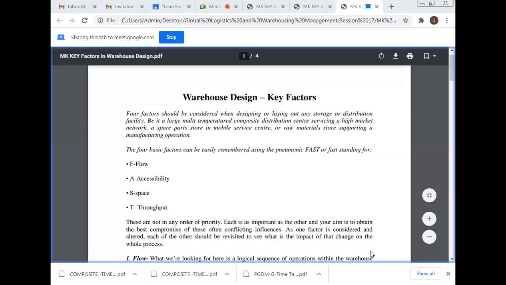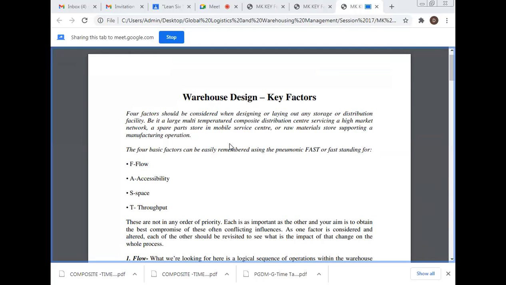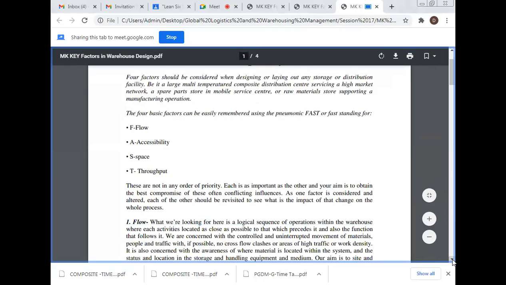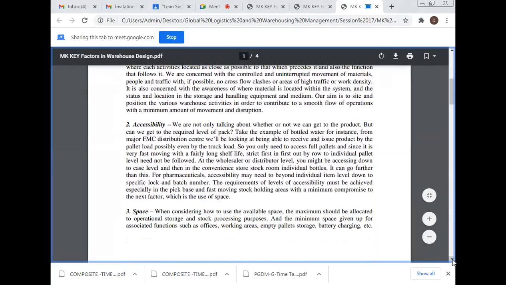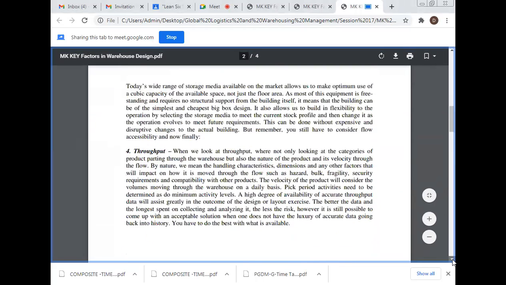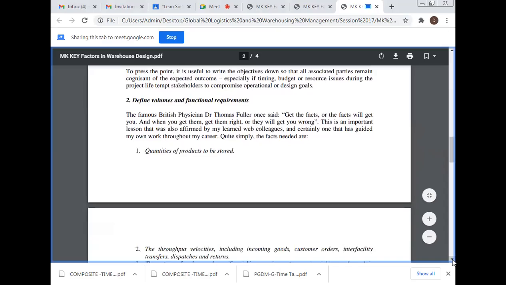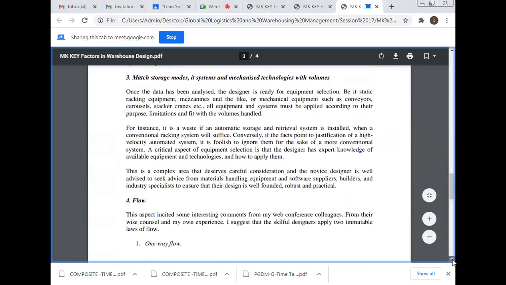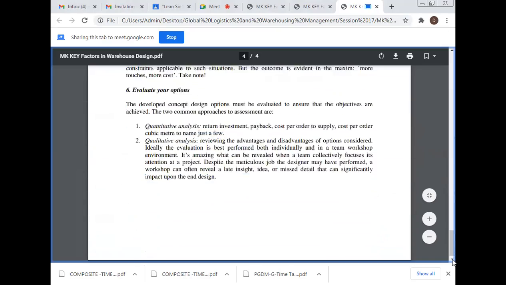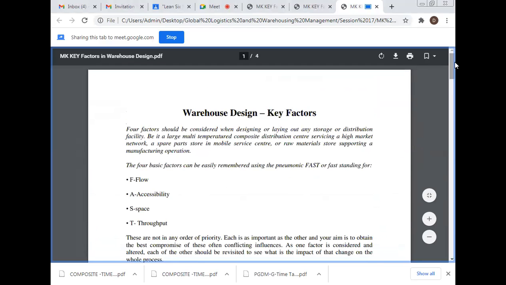Now, warehouse designs and the key factors. In the case of designing of the warehouse, what are the factors? Flow, accessibility, space, throughput, and the principles of warehouse and distribution center design. What are the key factors in designing warehouses? We will study that here.